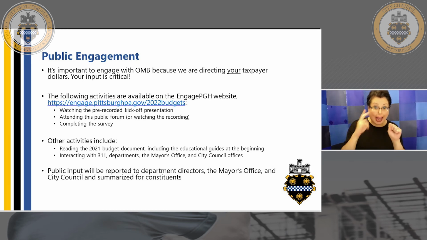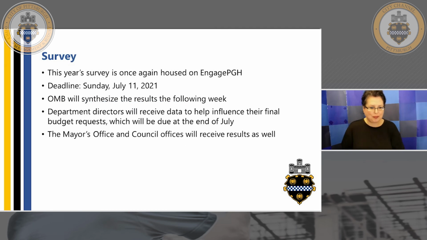And I'll go into a little bit more detail about a few of these items. So this survey is again housed on Engage PGH. The deadline is Sunday, July 11th, 2021. So what will happen after that is OMB will synthesize the results. We will share them with department directors. So they'll receive this data and they can use that data to influence their final budget requests. Those budget requests are due at the end of July. So this allows them to work some of your survey results and thoughts and comments into their requests.